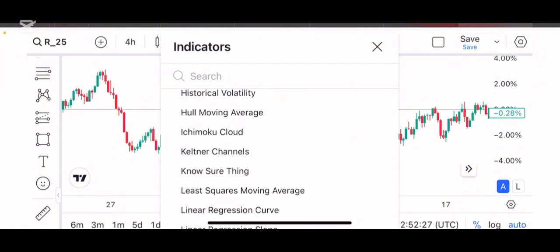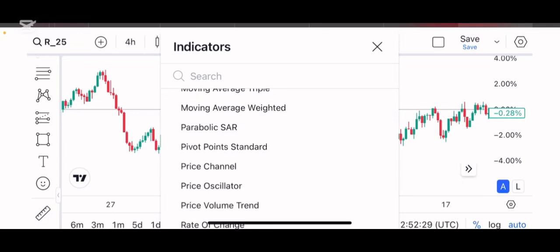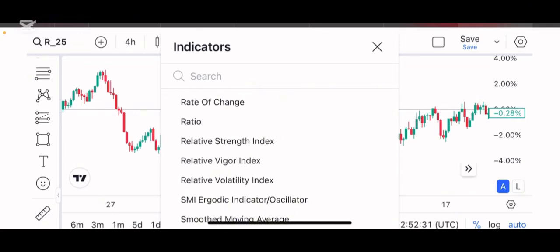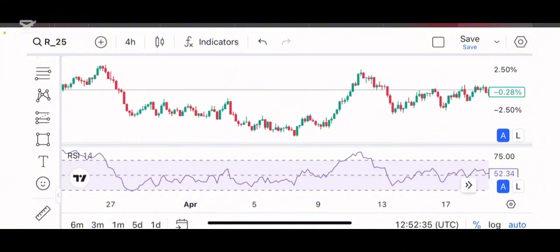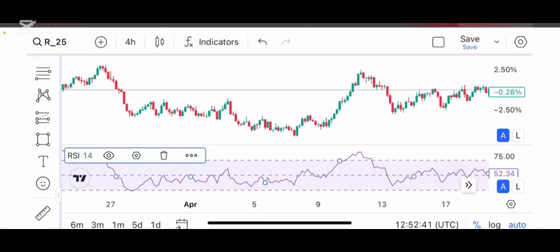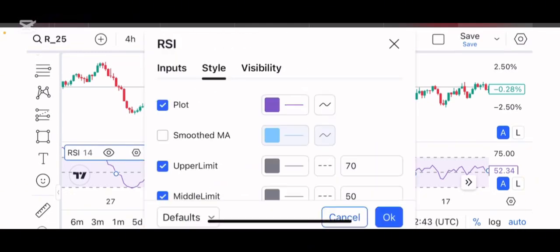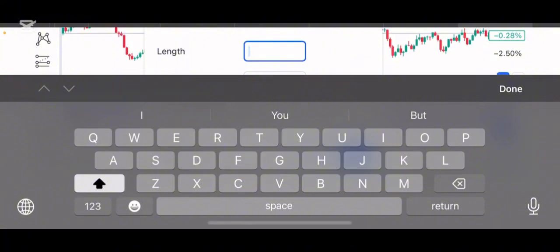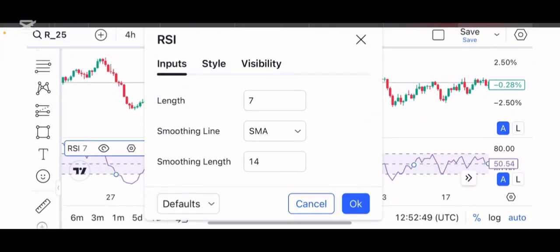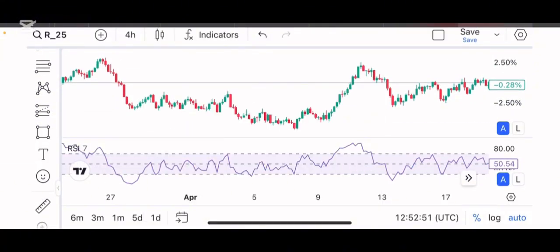So I'm just going to search it out. It's called the relative strength index. So that is it. Right now you can see the RSI indicator is on 14, but I don't like it being on 14. So I'm going to change it to a 7, right? I'm going to change it to a 7. Click on OK. All right, beautiful.